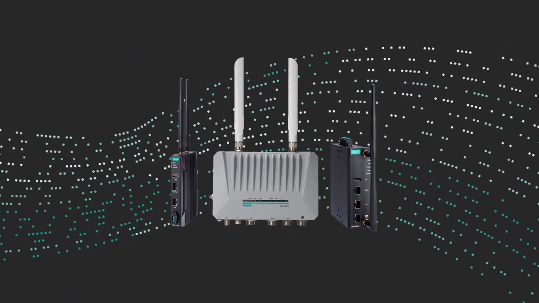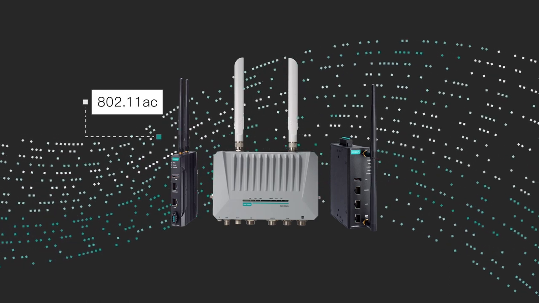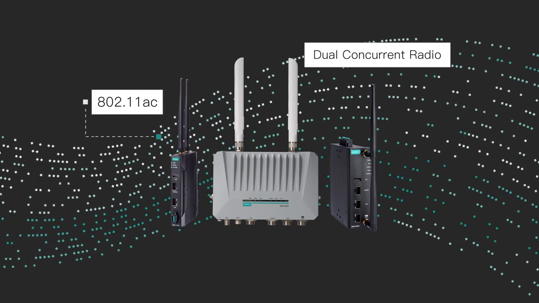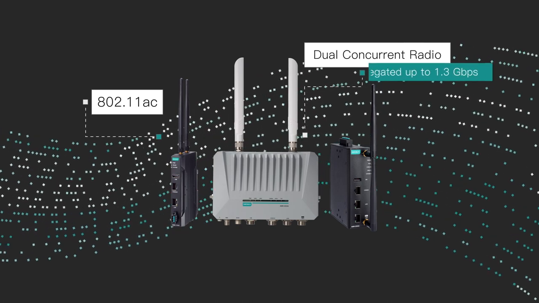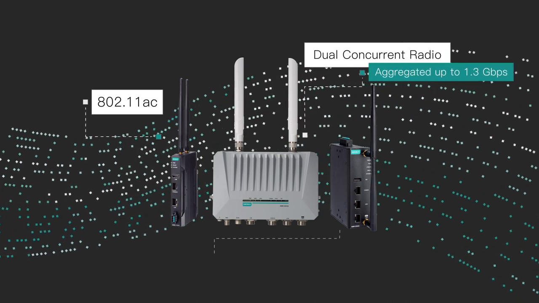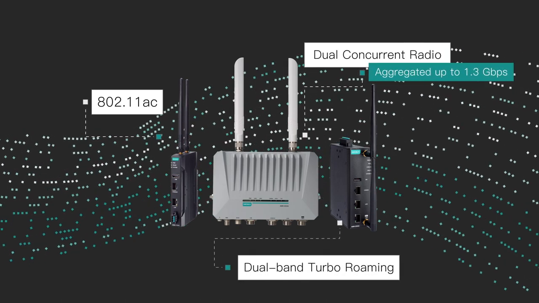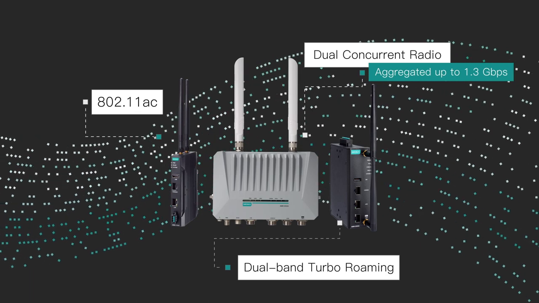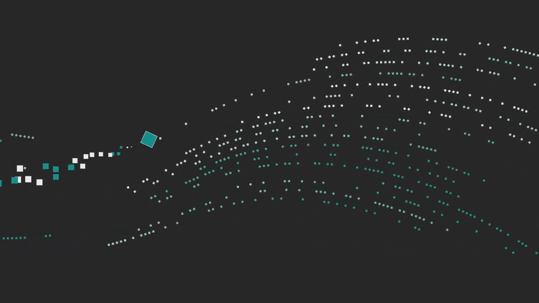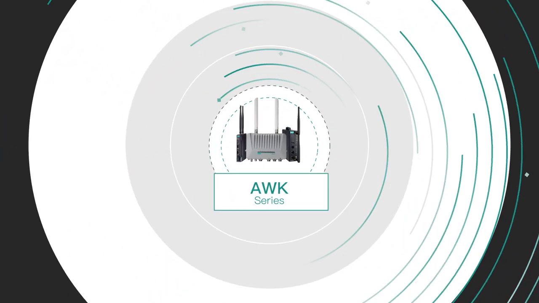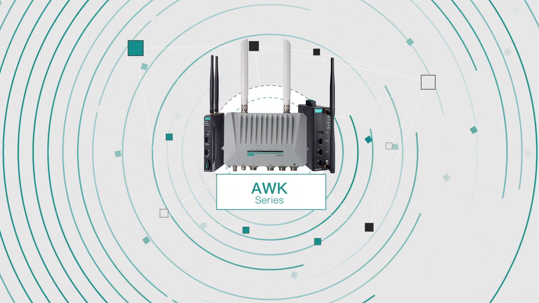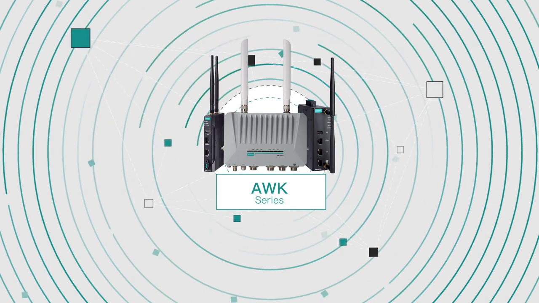The AWK series offers 802.11ac dual concurrent radio performance with aggregated rates of up to 1.3 gigabits per second and dual-band turbo roaming for reliable, seamless wireless connectivity. Featuring multiple operation modes, the AWK series is designed to build a high-bandwidth, dynamic mobile environment for data-intensive communications.